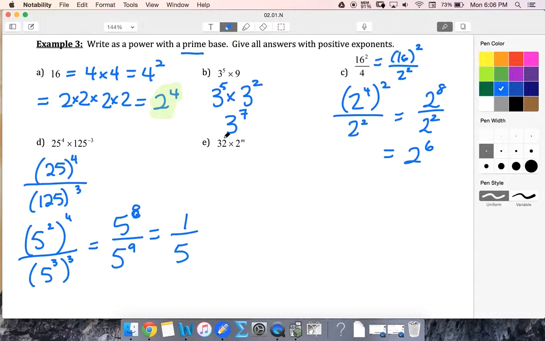All right, last one, 32. Maybe you saw on your chart, 32 is 2 to the 5th. That would be the chart if you did 2.0. Times 2 to the m. Well, I know when I have the same base and I have a product, I add the exponents. So 2 to the 5 plus m power. So I've written it as a single power with a prime base and all positive exponents.